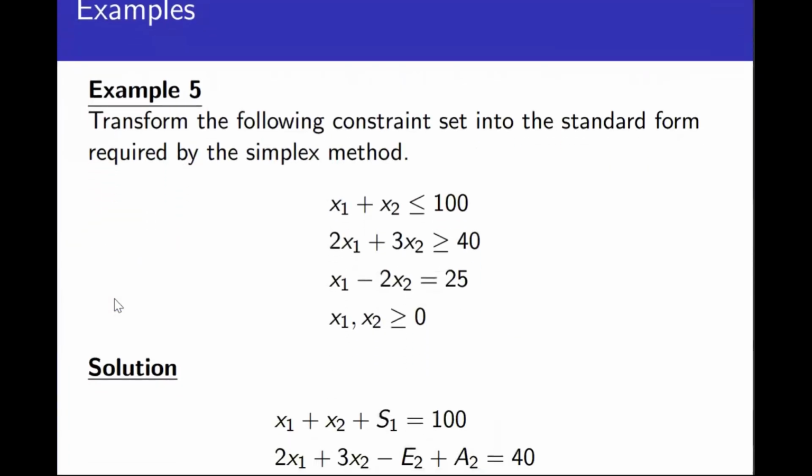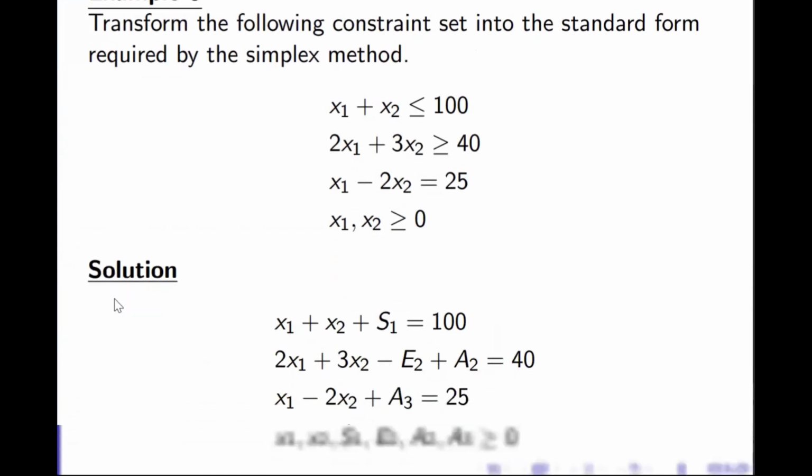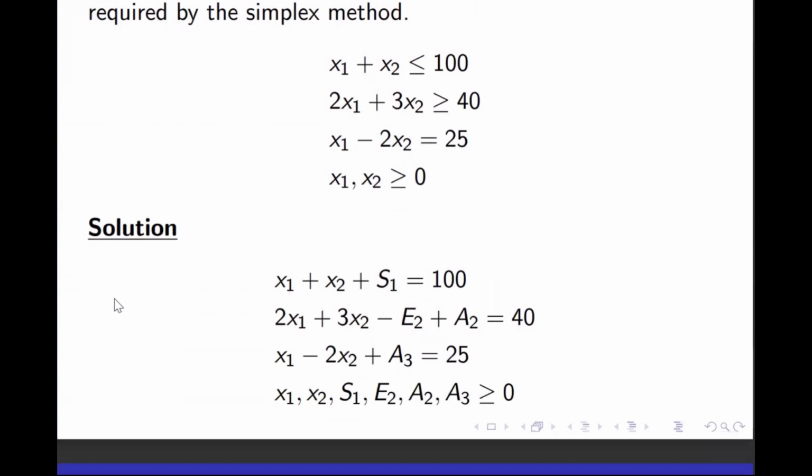So let's take an example. Transform the following constraint set into standard form. x1 plus x2 is less than or equal to 100, 2x1 plus 3x2 is greater than or equal to 40, x1 minus 2x2 is equal to 25, x1, x2 greater than or equal to 0. We get the solution being x1 plus x2 plus s1 is equal to 100, 2x1 plus 3x2 minus e2 plus a2 is equal to 40, x1 minus 2x2 plus a3 is equal to 25, and x1, x2, s1, e2, a2, a3 are greater than or equal to 0.